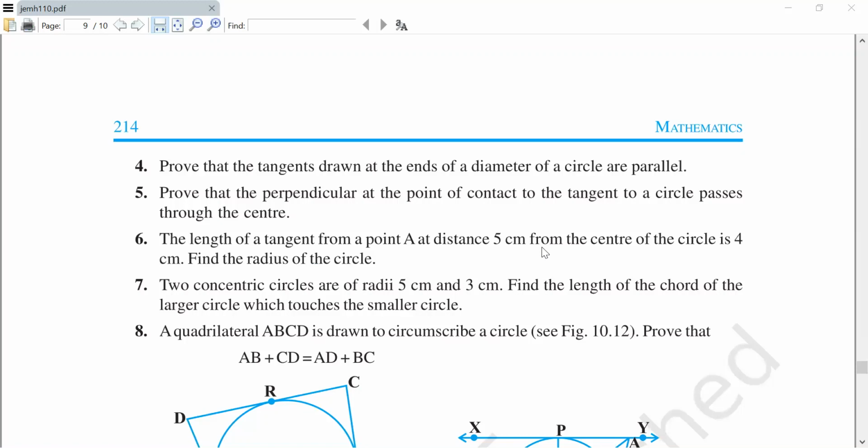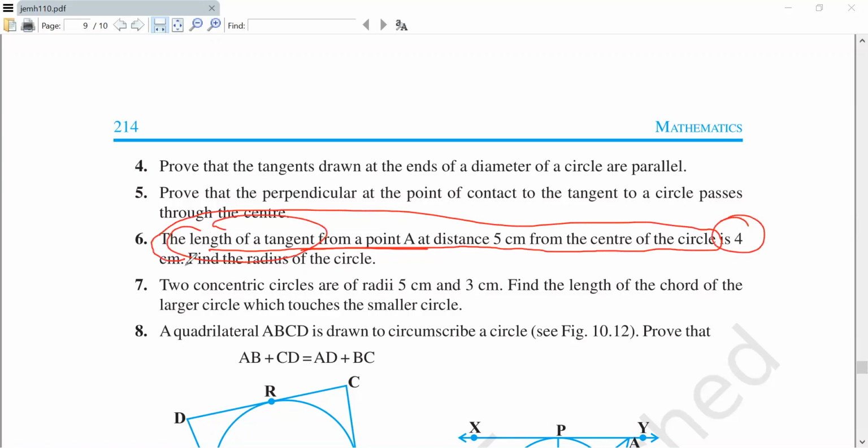Length of a tangent from a point A at a distance 5 centimeters from the center. So they are saying the distance from center is 5 centimeters. The length of the tangent is 4 centimeters. Okay with that? You guys, remember this question is a little wordy, like confusing. The subject is this whole thing. So the length of the tangent is 4 centimeters. Are you understanding? Okay with this?